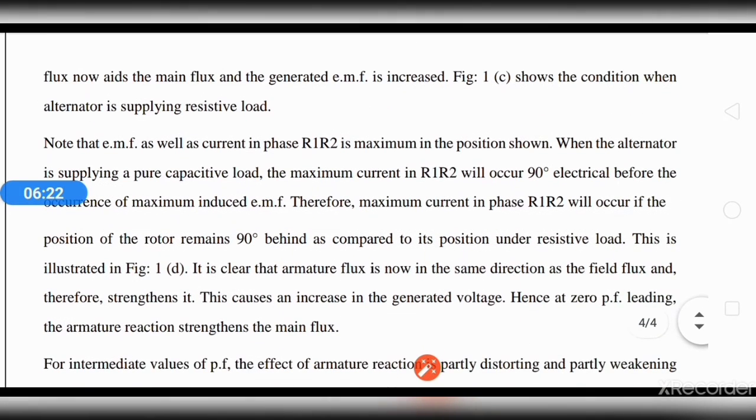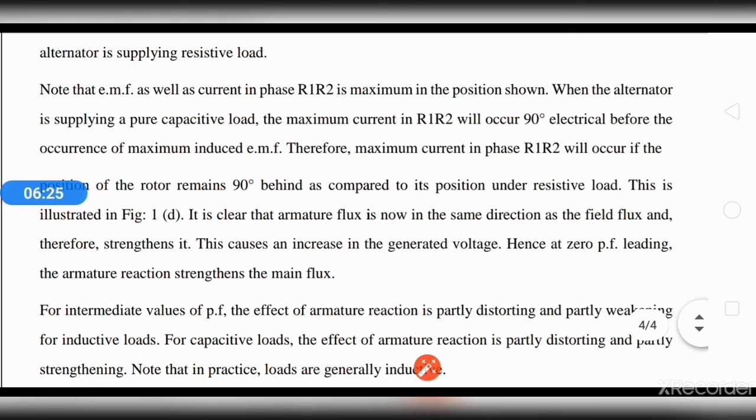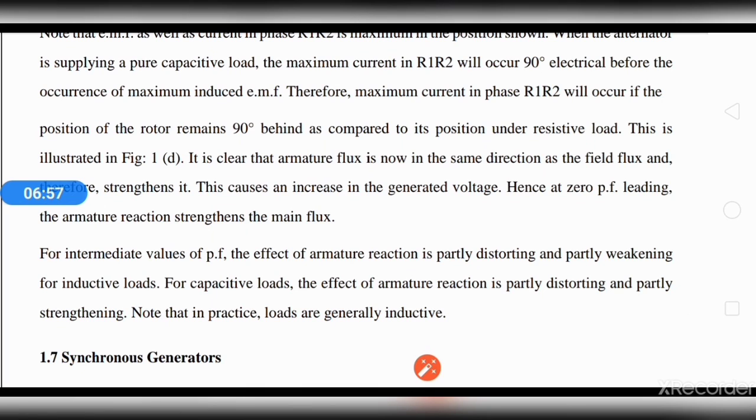So these are the three cases we discussed. Number one, when the unity power factor load is connected, the armature reaction is to distort the main field flux. Number two, when the lagging power factor load is connected, then the armature reaction weakens the main field flux. And when the leading power factor load is connected, then the armature reaction adds to the main field flux. So this is all about the armature reaction in the alternator.